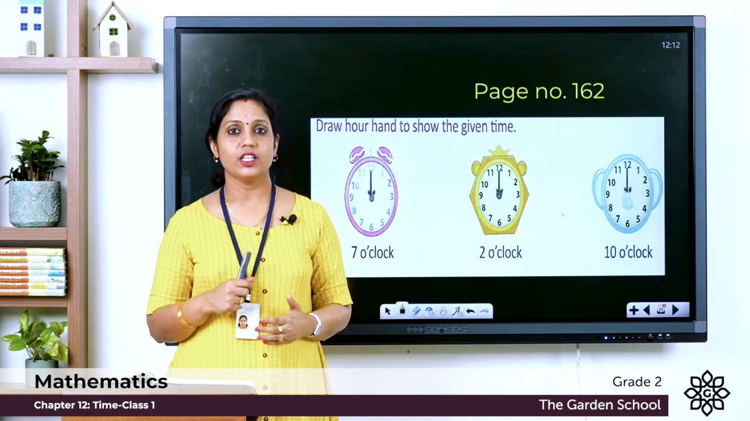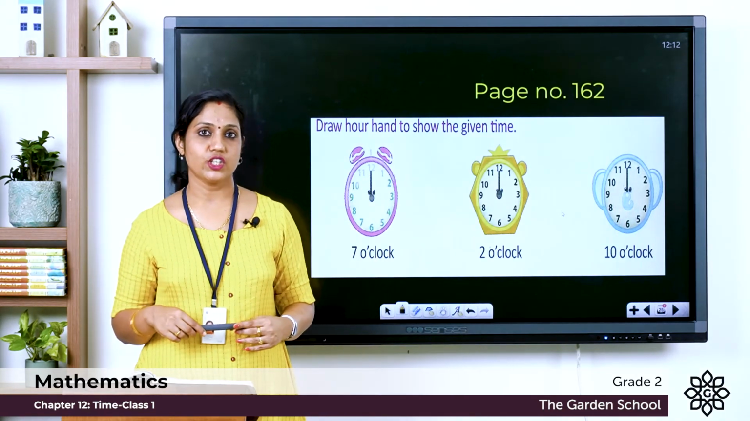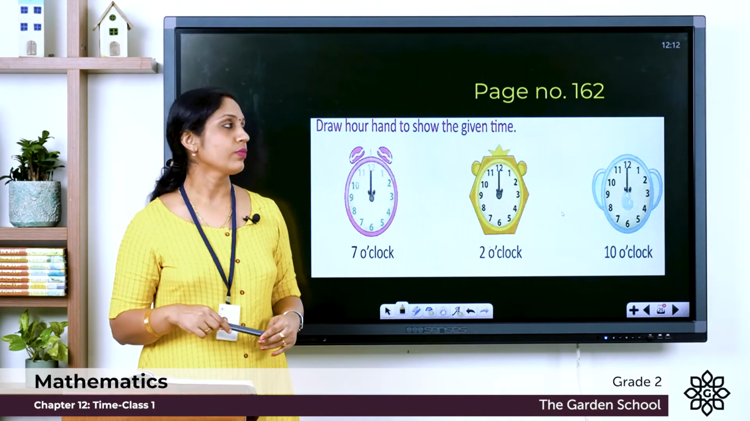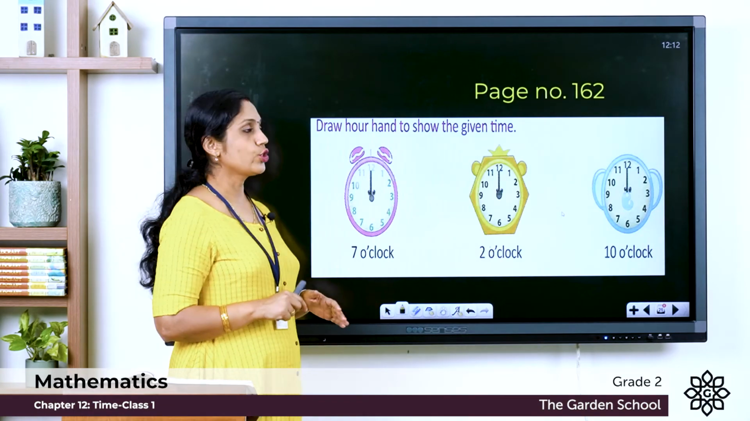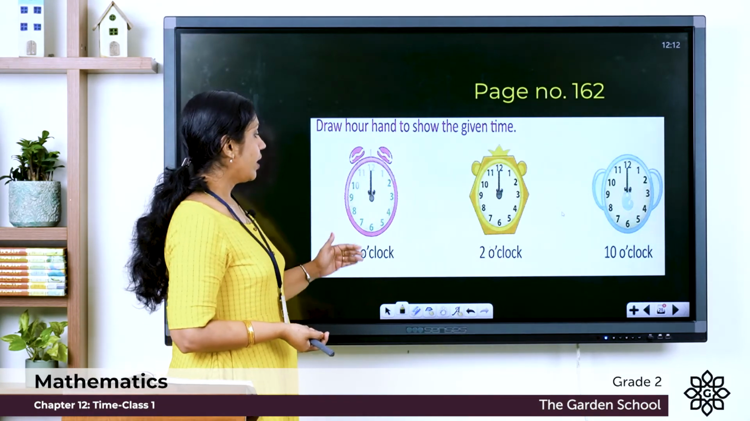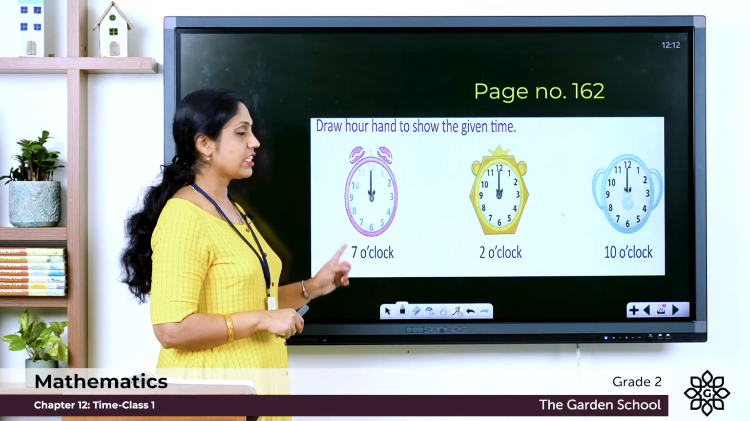Hope you have understood the clock. Now let's start doing the exercises. You can open your textbook, page number 162. In this you can see the question, draw the hour hand to show the given time. So the time is given, we have to draw the hour hand. Look at the first picture, it is 7 o'clock.